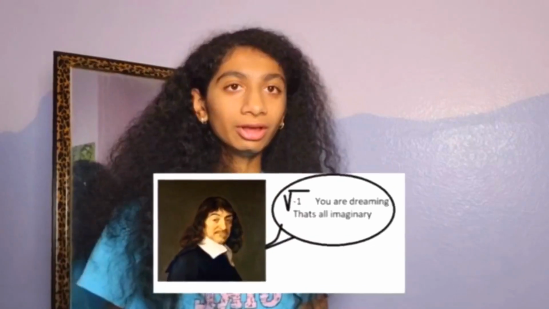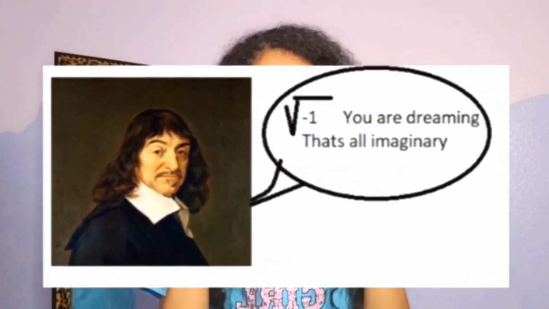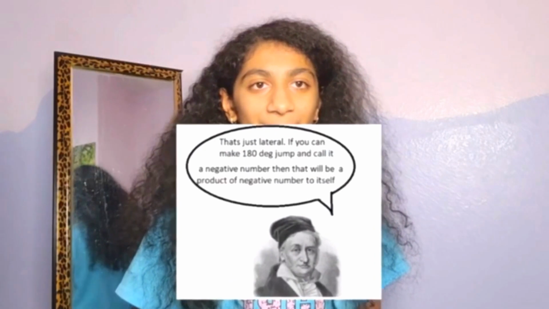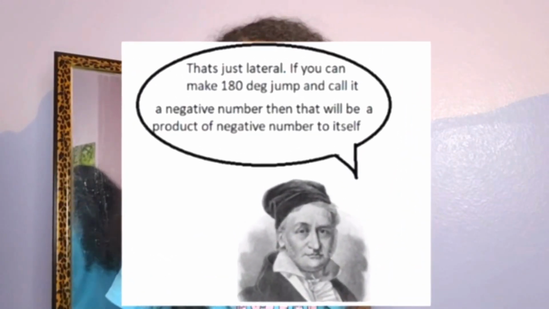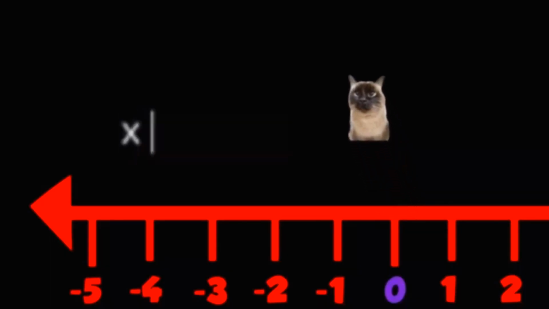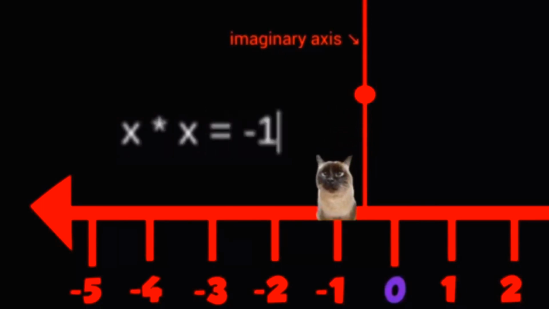However, imaginary numbers are even better tools and as real a construct as negative numbers. René Descartes came up with the term imaginary numbers, while Carl Gauss came up with the term lateral numbers to represent change in direction. You can visualize a number whose square is -1 when moved laterally.